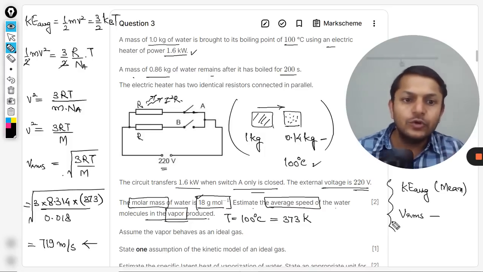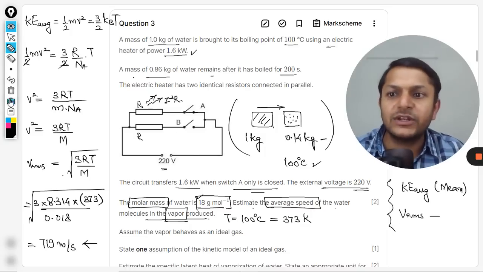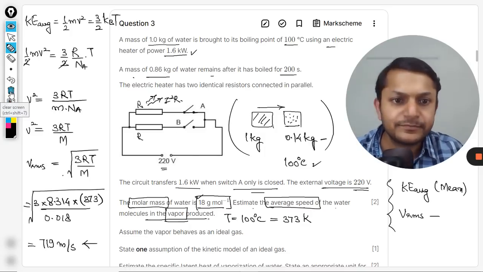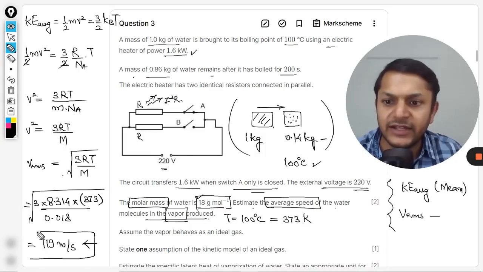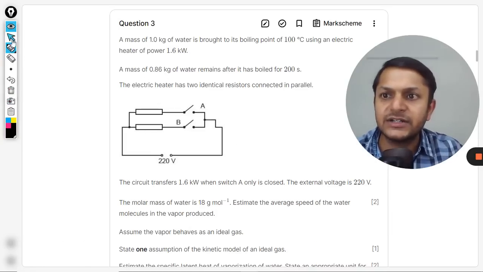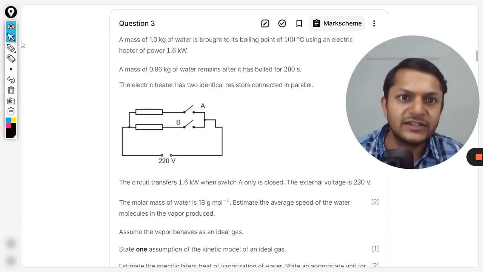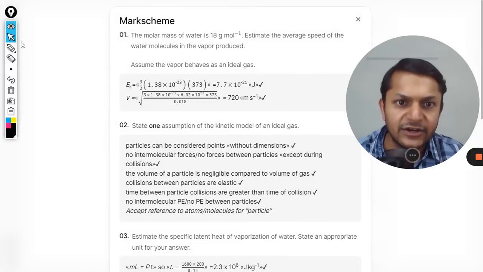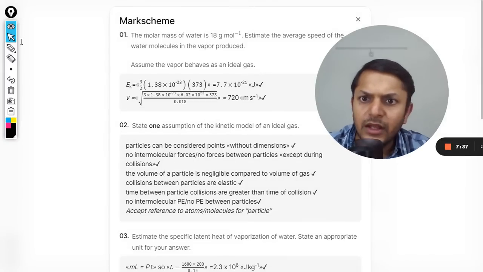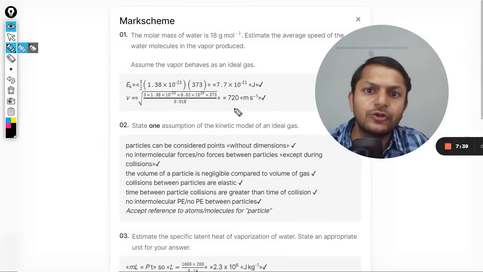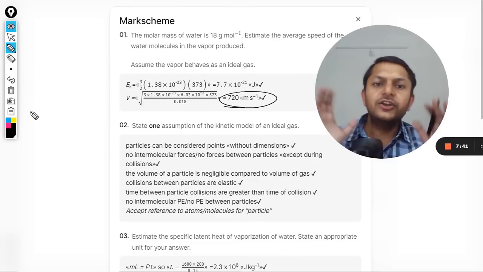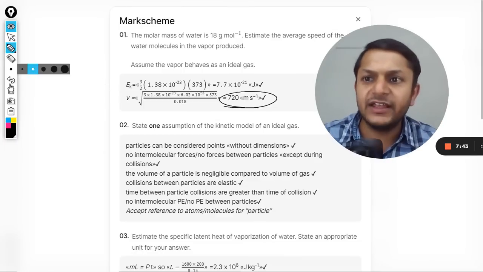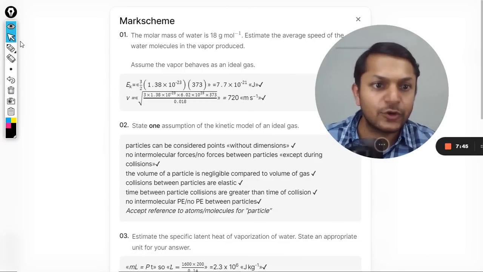So this is how we do the first question here, and let us see what is the answer given in the mark scheme. So my answer is 719 meters per second. Okay, so the mark scheme is here, and the velocity is coming out to be 720. So there you go, my dear students. This is the way that we do this question.